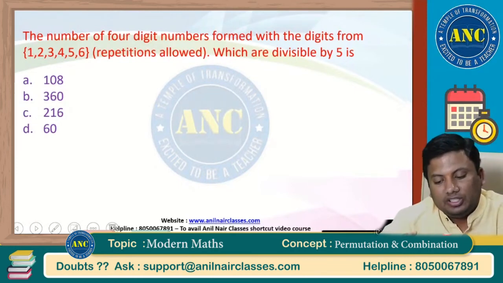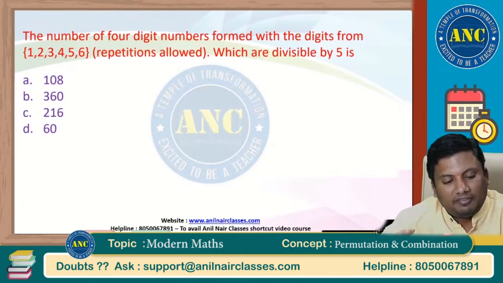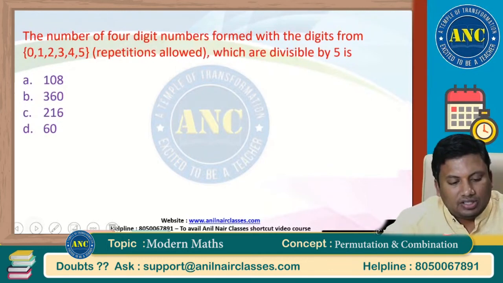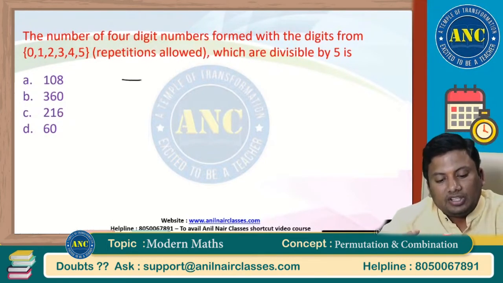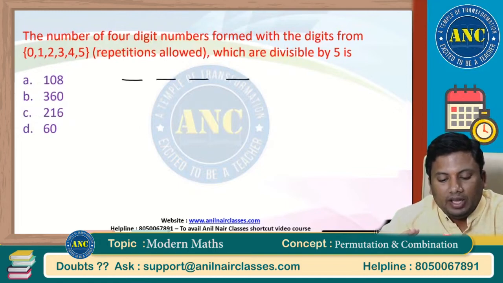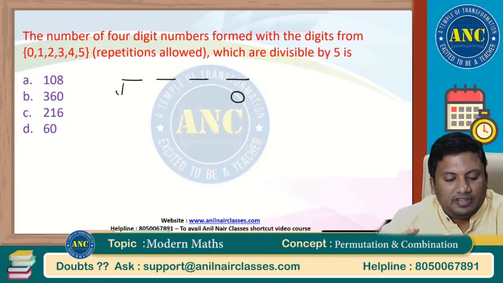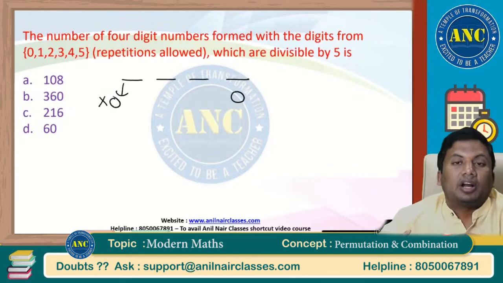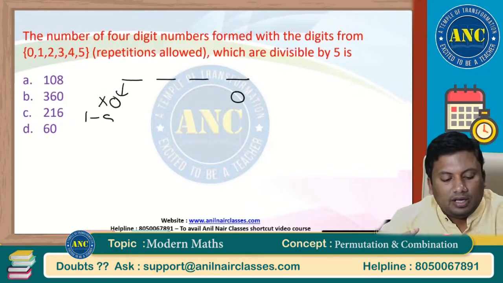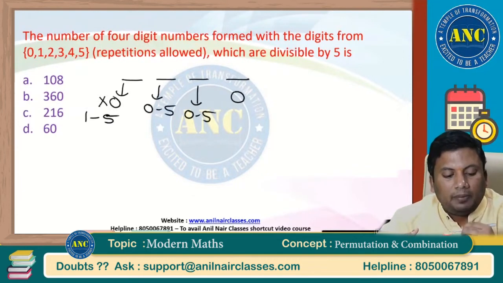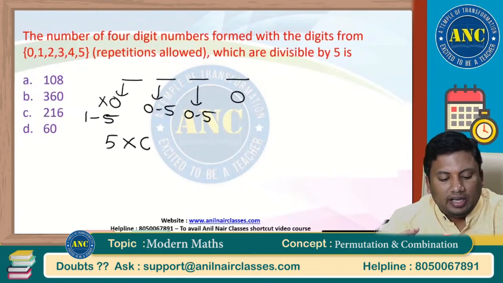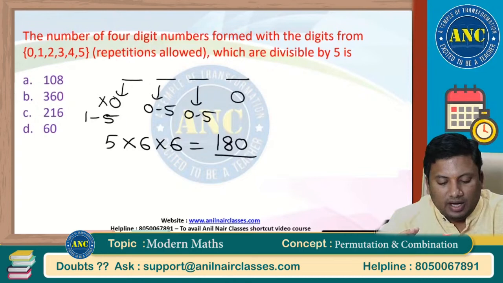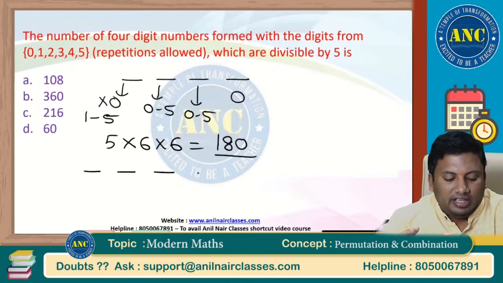Number of 4-digit numbers which are divisible by 5: just now we did, the answer is 216. Repetition allowed, with 0. If this is 0, here 0 cannot come because it's a 4-digit number. Here 1 to 5, any number can come. Here 0 to 5 and here 0 to 5. Repetition is allowed, so here it is 5 into 6 into 6. 36 5s are 180. This is where the unit digit is 0.